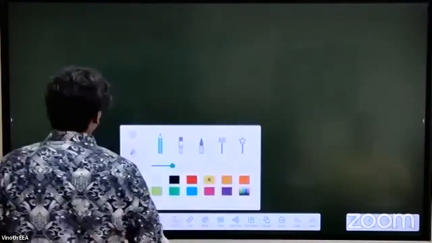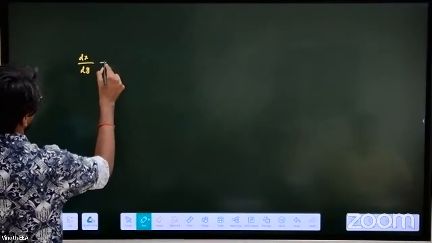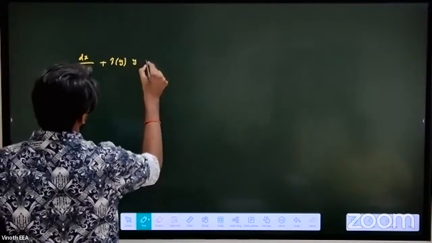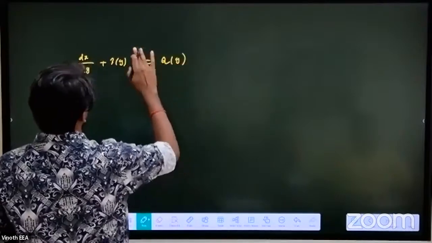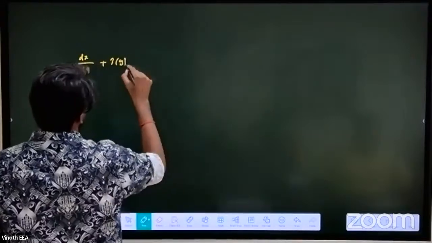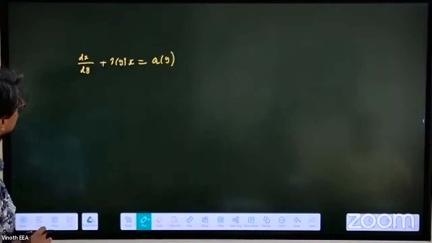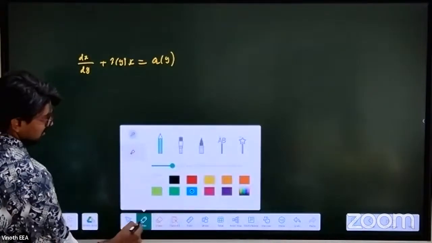Okay, the same linear form. What did I have? Suppose it is like this: dx by dy plus p of y into x, which is equal to q of y. What about this case? How will my equation be?